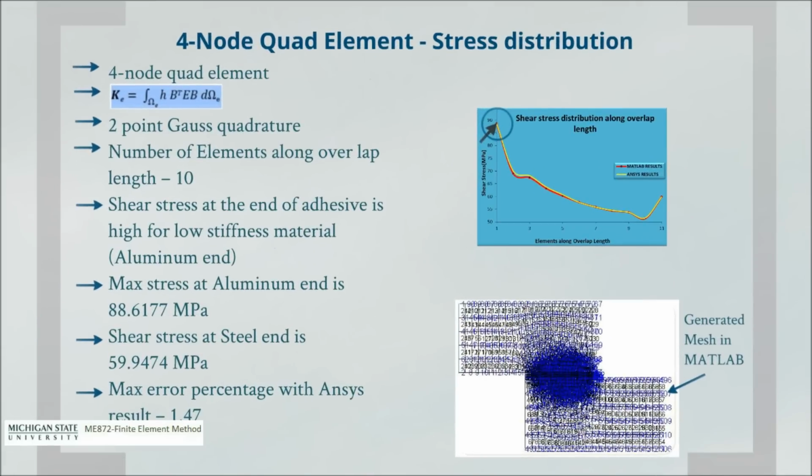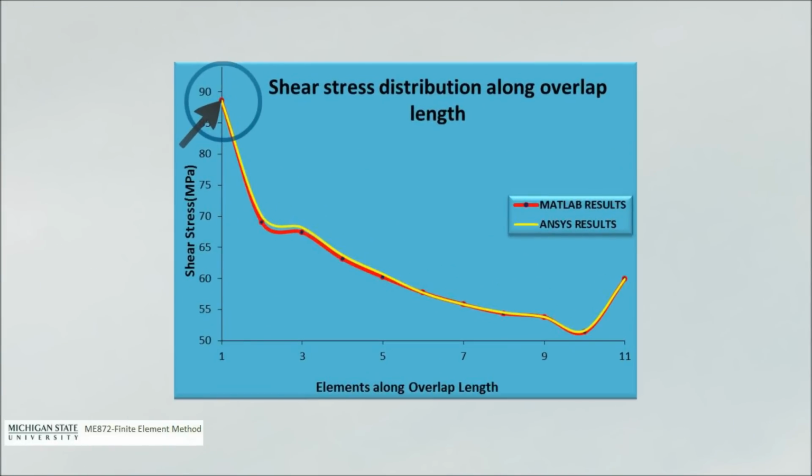Mesh is generated in MATLAB using 4-node quad element. Element stiffness can be determined by the formula shown. Here h is the thickness of plate in z direction, which is assumed to be 1 mm. Overlap length is first discretized into 10 elements. Shear stress distribution along overlap length is shown.